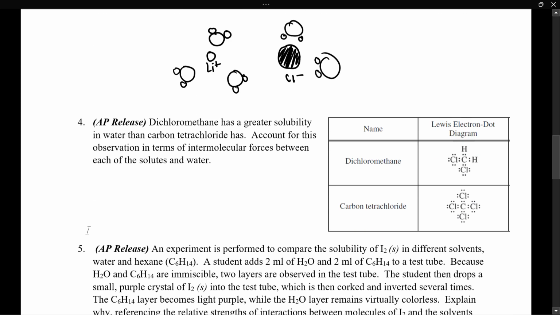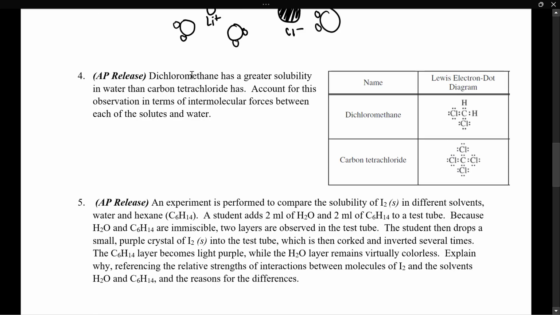And let's look at one more here. Dichloromethane has greater solubility in water than carbon tetrachloride. Account for this observation in terms of intermolecular forces between each of the solutes and water. So this is really key. Don't just say what IMFs the solute has, talk about what its attraction to water is.